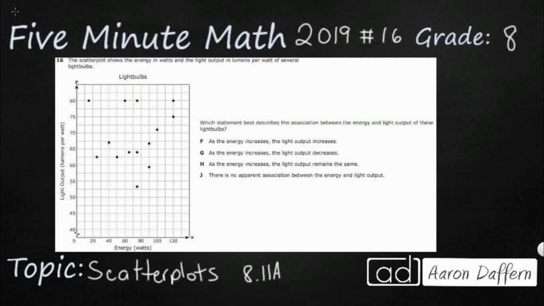So we have a scatter plot here. It shows the energy in watts and the light output in lumens per watt. We've got our energy in watts, which goes from 0 up to 120, and then the light output, measured in lumens per watt, is our y-axis. And you notice we've got this little squiggle right there.